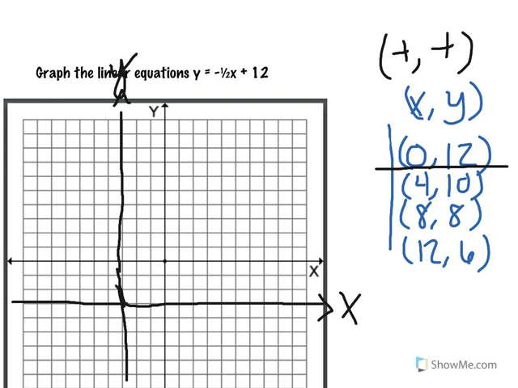My first point is 0, 12, so I'm going to stay along the y-axis, and I'm going to go up to 12. So this is 1, 2, 3, 4, 5, 6, 7, 8, 9, 10, 11, 12. Right here is my first point. My next point is 4, 10. 1, 2, 3, 4, and up 10. Eight, 8. And 12, 6.